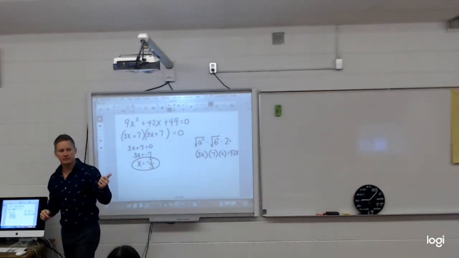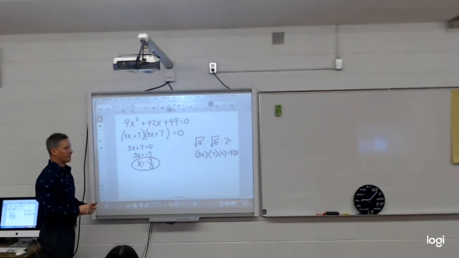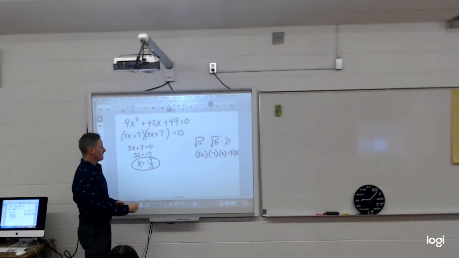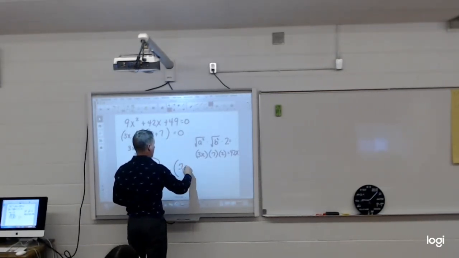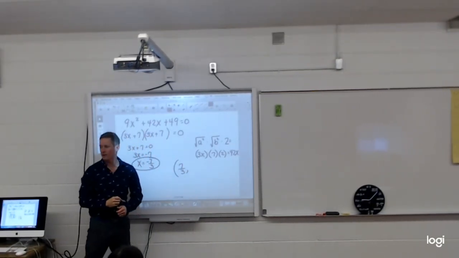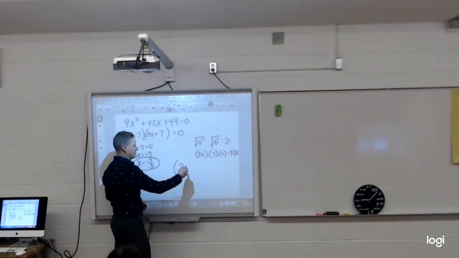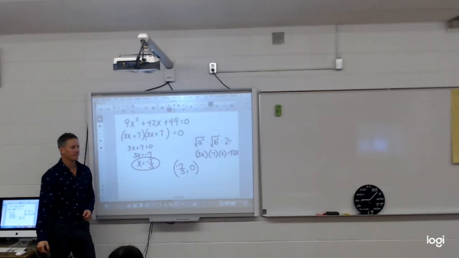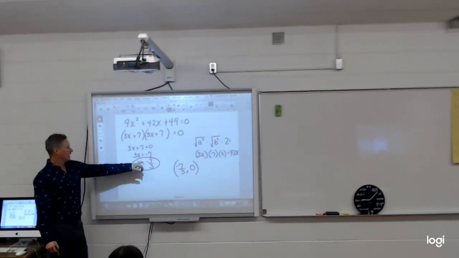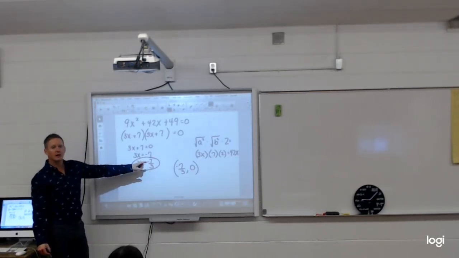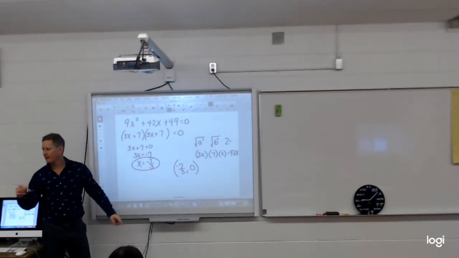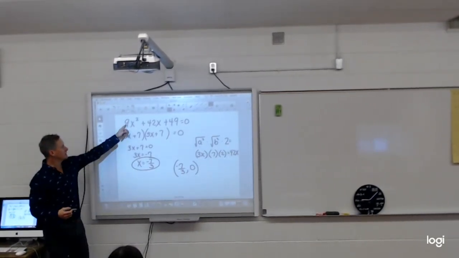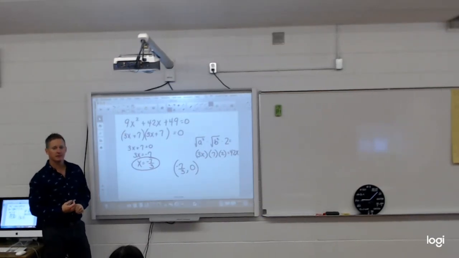Where's the vertex of this graph? On the x-axis. If it's on the x-axis, what's your y value? 0. That makes the vertex negative 7 over 3 and 0. Because there's only one root, it touches the axis and then goes in whatever direction it's supposed to. In this case, it would open up.